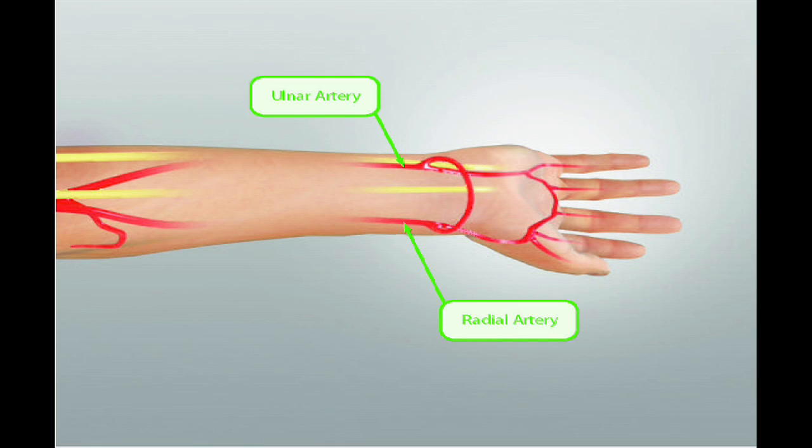Now, fortunately, there are actually two arteries which deliver blood to the hand. There is a radial artery on the outside and an ulnar artery on the inside. And these arteries then join together and they meet in the palm to form a connection or a loop. It is possible for one of these arteries to be used to thread a catheter up to the heart.